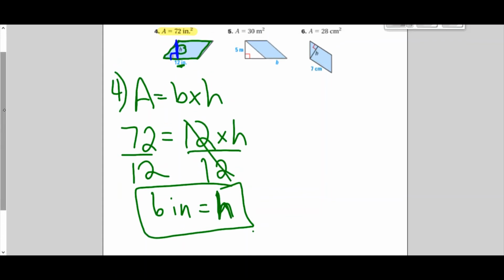So I want you to try 5 and 6. Again, they will be very similar to number 4. So pause the video and give number 5 and 6 a try.